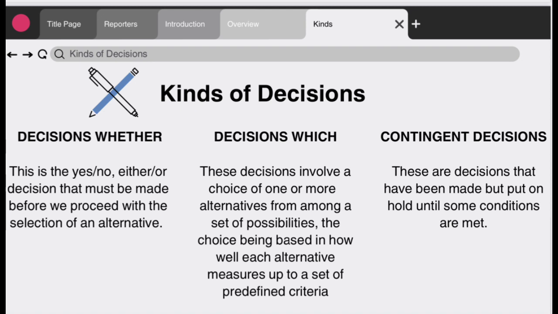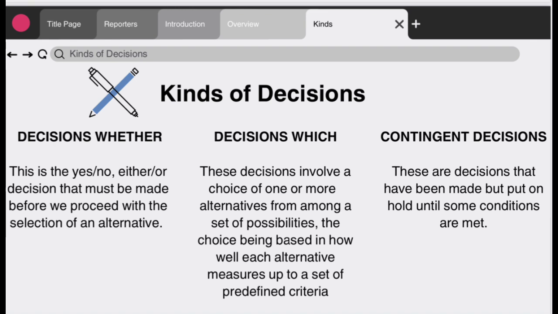Kinds of decision making. There are three kinds of decisions according to Robert Harris. Number one is decisions whether, decisions which, and contingent decisions. For decisions whether, this is the yes, no, either, or decision that must be made before we proceed with the selection of an alternative.